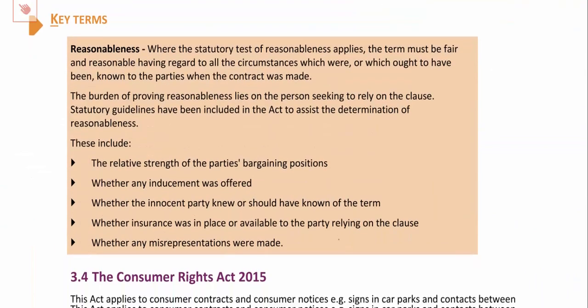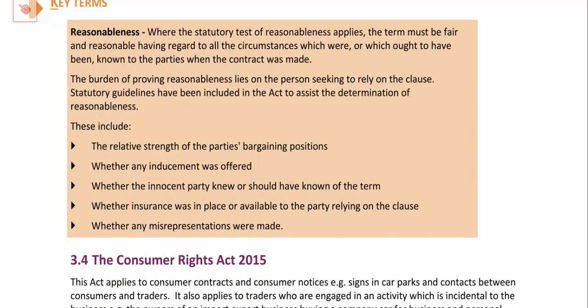So what is this reasonableness test? Well, it's set out in the statute, and it says basically the term must be fair and reasonable, having regard to all the circumstances which were or ought to have been known to the parties, and this is important, at the time the contract was made. Okay, so it's not hindsight. What did you know and what should you have known when you entered into the contract?